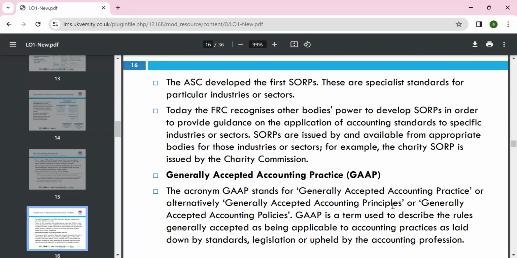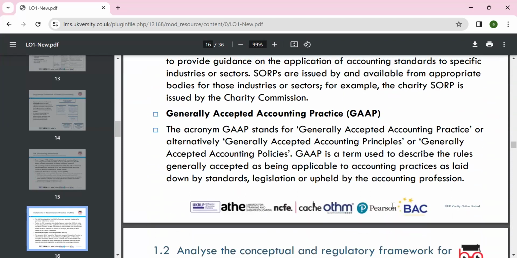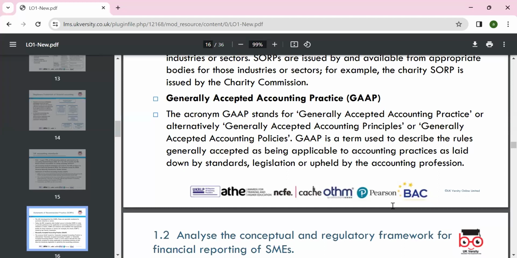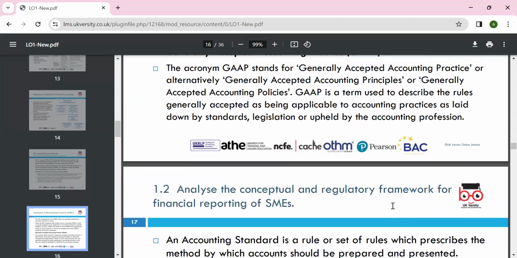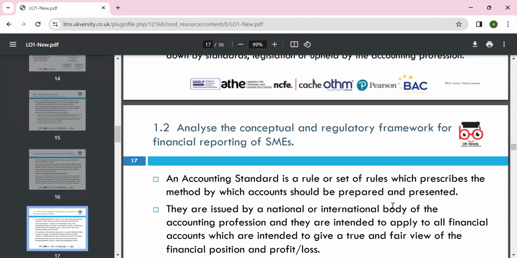We have different bodies, such as the Charity Commission. We can look at Companies House and the Companies Act 2006; for charities, we look at the Charities Act 2011 and the Charity Commission, and we need to publish the accounts. Generally Accepted Accounting Practices, which is GAAP, we carry on following these standards as well. In terms of use, they describe the rules generally accepted and applicable to accounting practices, laid down by the standards and legislation, that help to develop the accounting profession. And 1.2, any questions until now, please? So for this, if you want to explore more, we can look at IAS 1.